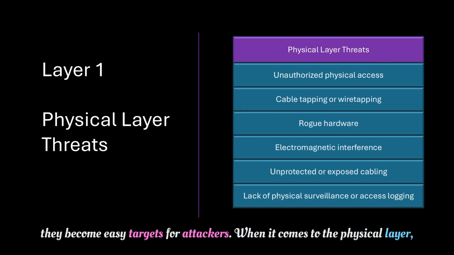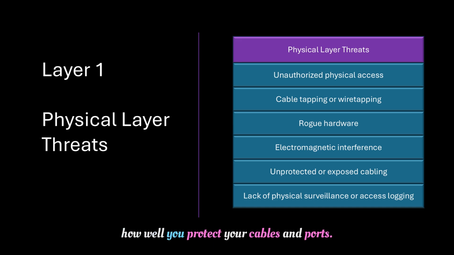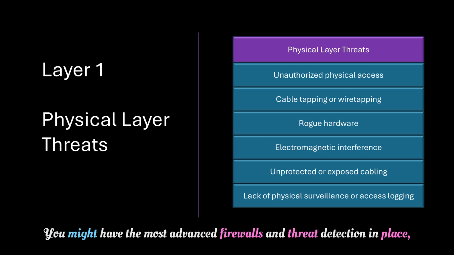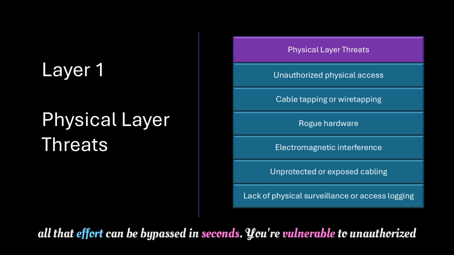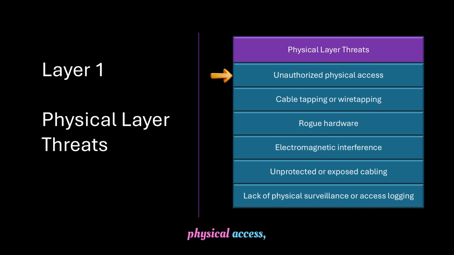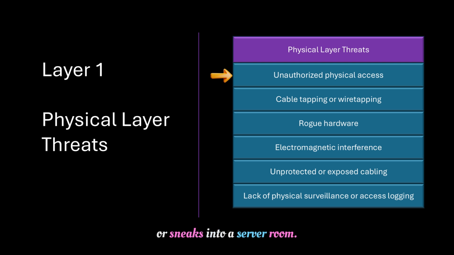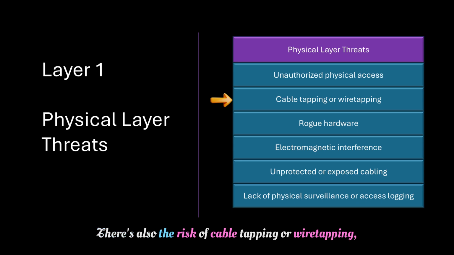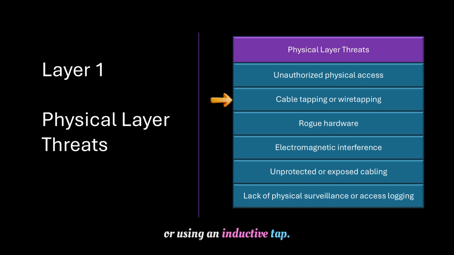When it comes to the physical layer, which is Layer 1, your network security can literally come down to how well you protect your cables and ports. You might have the most advanced firewalls and threat detection in place, but if someone can walk in and plug into an open port, all that effort can be bypassed in seconds. You're vulnerable to unauthorized physical access, where an attacker simply connects to an exposed network jack or sneaks into a server room. There's also the risk of cable tapping or wiretapping, where someone intercepts your data by physically splicing into a line or using an inductive tap.